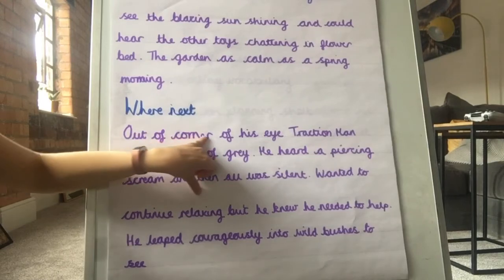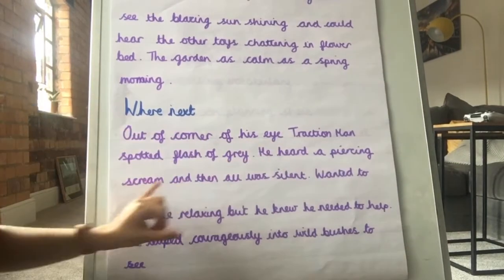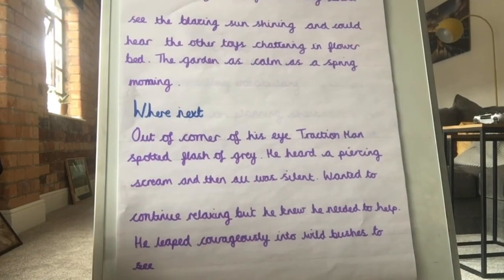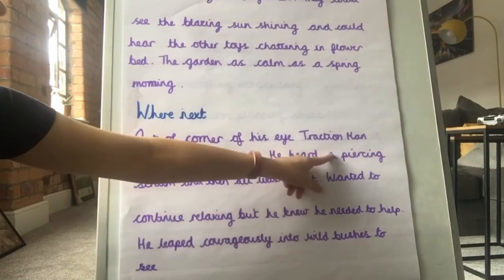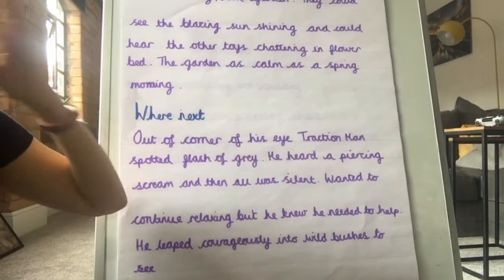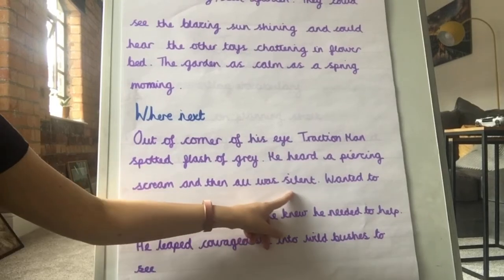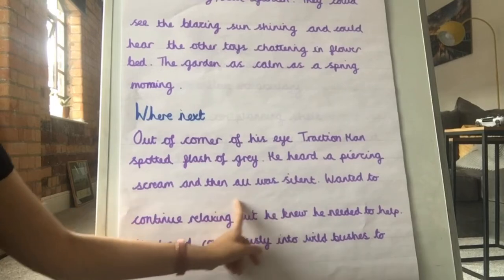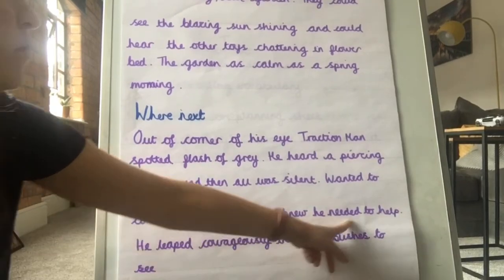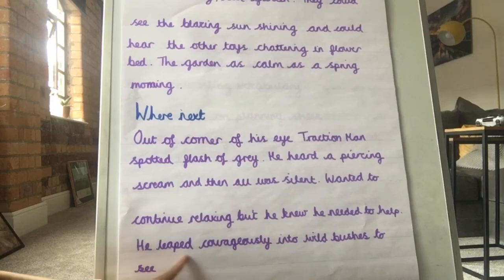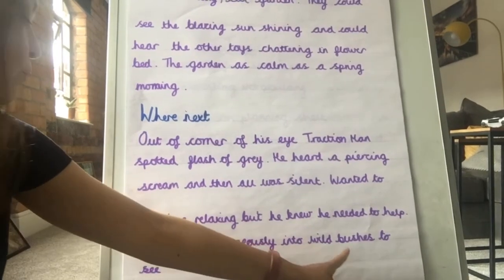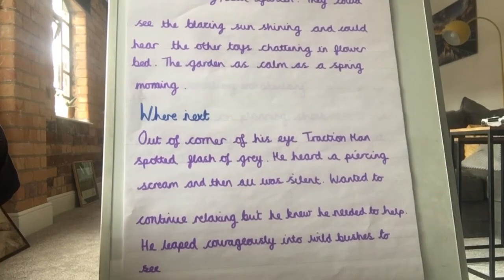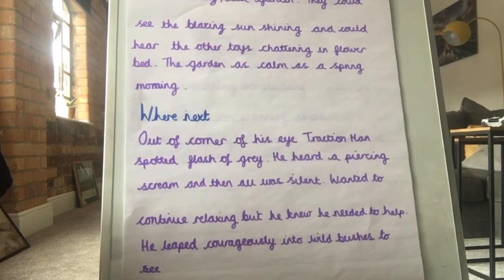So out of the corner of his eye, Traction Man spotted a flash of grey. He's spotting Professor Spade. He heard a piercing scream, piercing means loud, and then all was silent. He wanted to continue relaxing, but, so I've got a conjunction in there, but he knew he needed to help. He leaped courageously into wild bushes to see, and then I will finish that sentence, what was happening. I'm going to stop there.